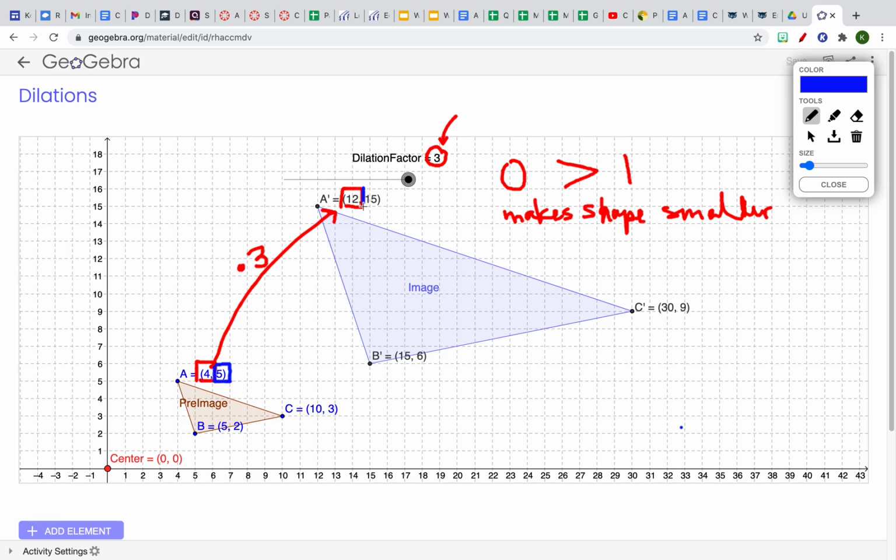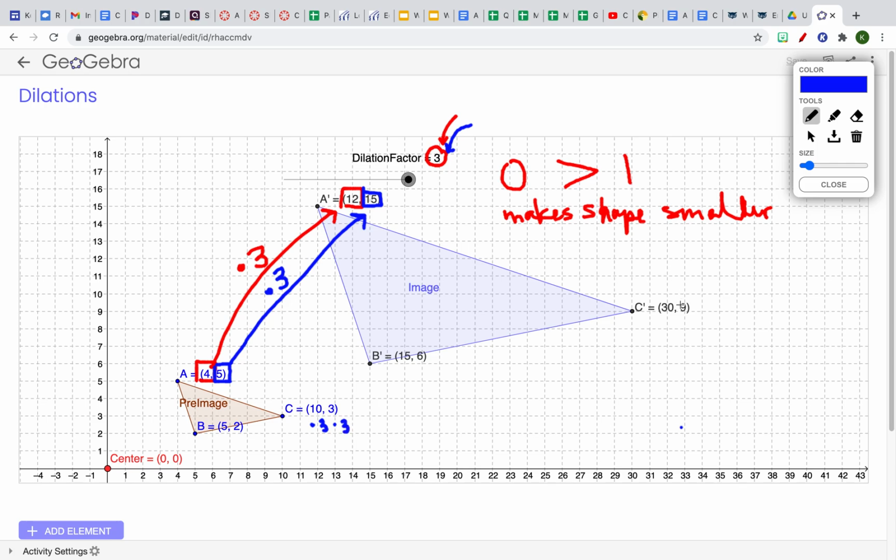And what did 5 become? It became 13. So in order for 5 to become 13, we also multiplied by 3, which is the dilation factor. So the easiest thing to recognize is that you are just going to multiply each of your coordinates by the scale factor to find the new one.